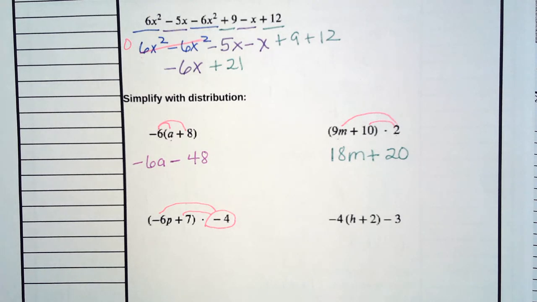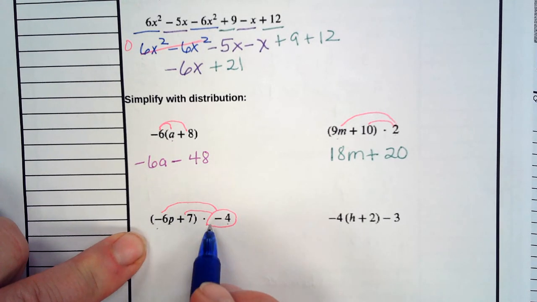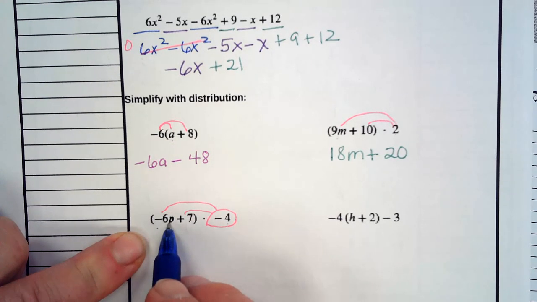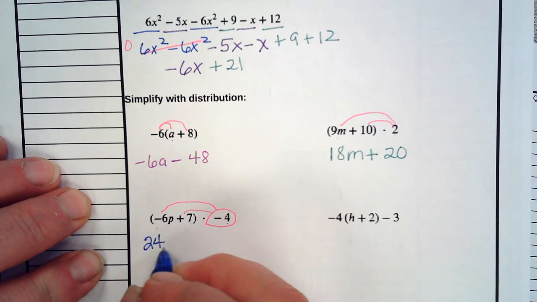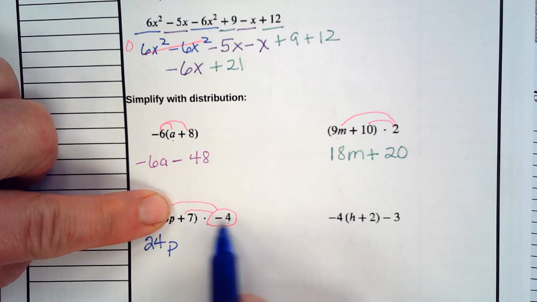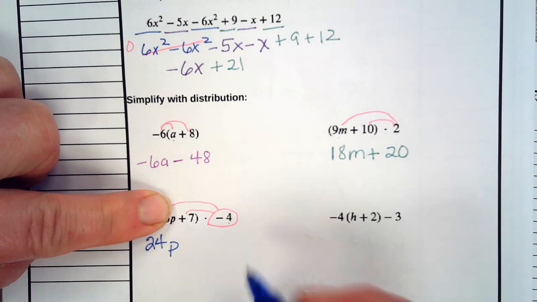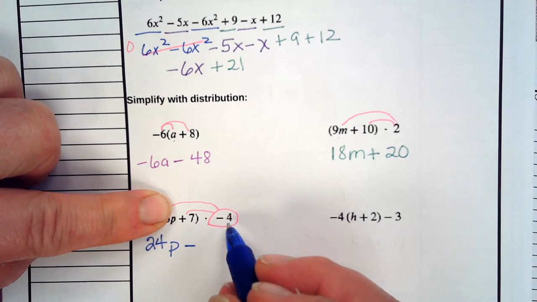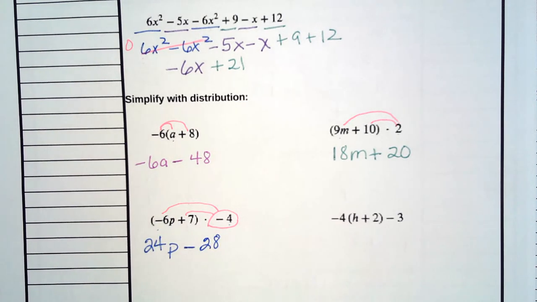Now let's look at the process. Negative 4 times negative 6p. Negative times negative is a positive. 4 times 6 is 24, followed by p. Negative 4 times positive 7. Negative times a positive is a negative. 4 times 7 is 28, and I am done.